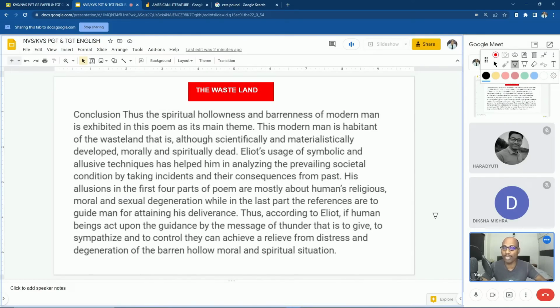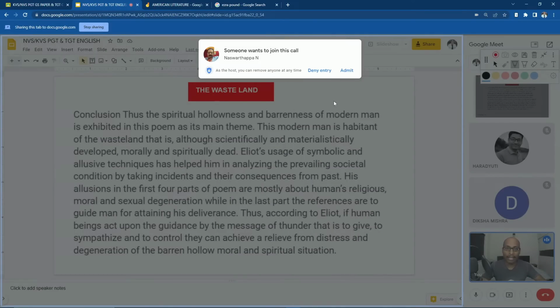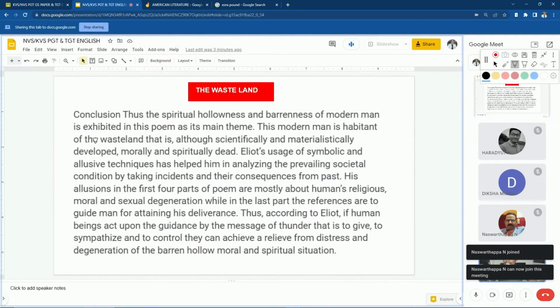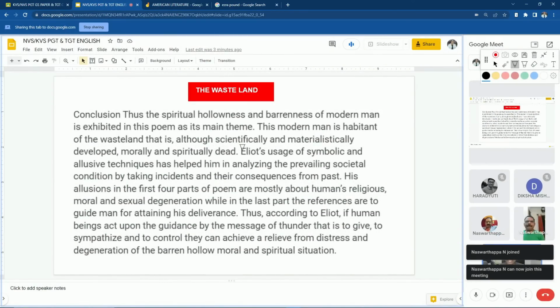How does the poem conclude? Thus, the spiritual hollowness and bareness of modern man is exhibited in this poem as its main theme. People have lost spirituality in their lives. That is the reason why people have become such animals in this world. That is the main problem here. This modern man is an inhabitant of the wasteland, that is, although scientifically and materialistically developed, not morally and spiritually developed. Though we have accumulated a lot of wealth, amassed a lot of money, and we are living a luxurious life, we are morally and spiritually dead inside.